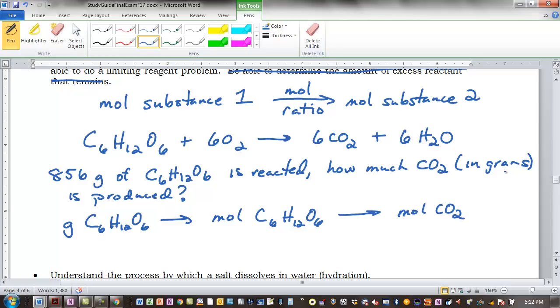Okay? So always your first thought: if you're not given moles to start with, and it's a stoichiometry problem, get to moles. All right, so how do we go from grams to moles? Molar mass.